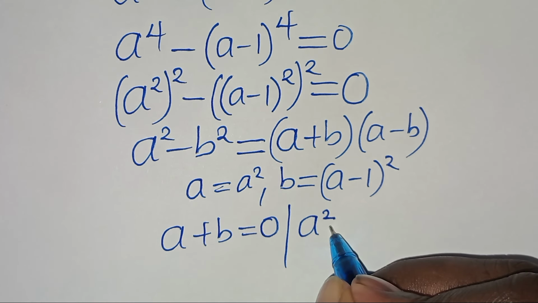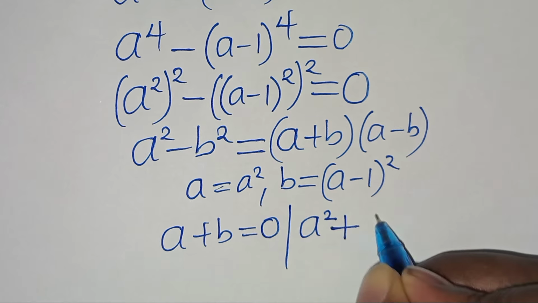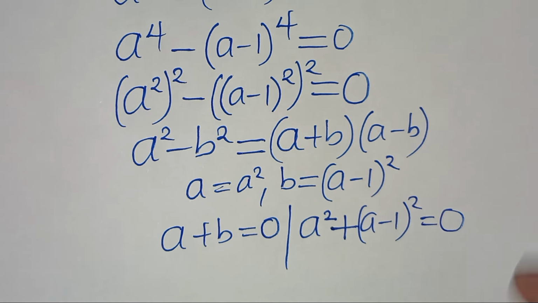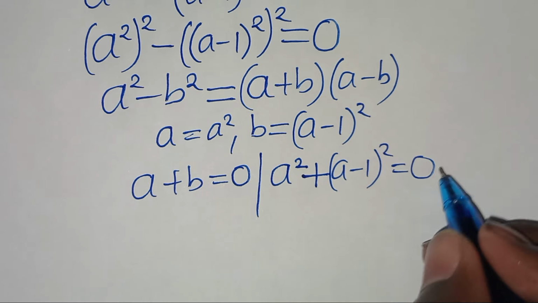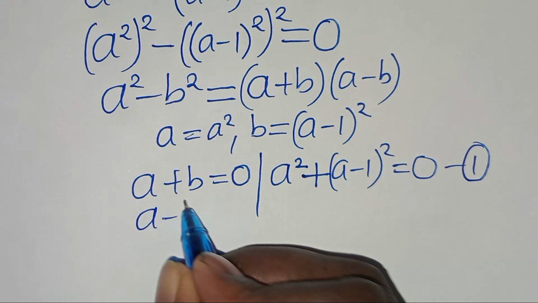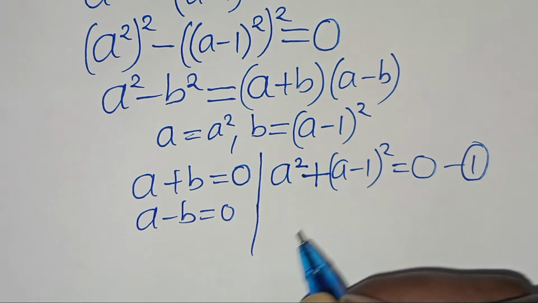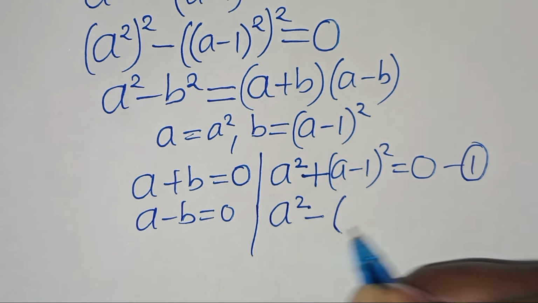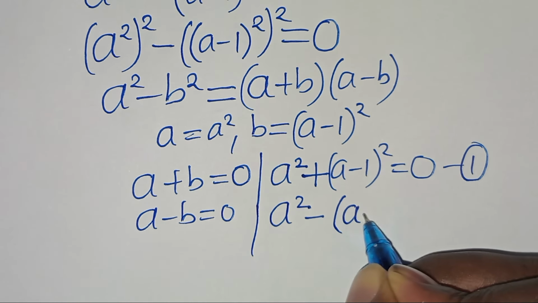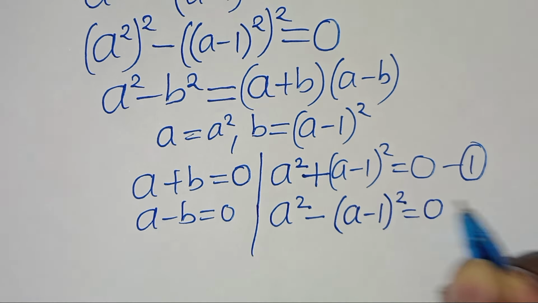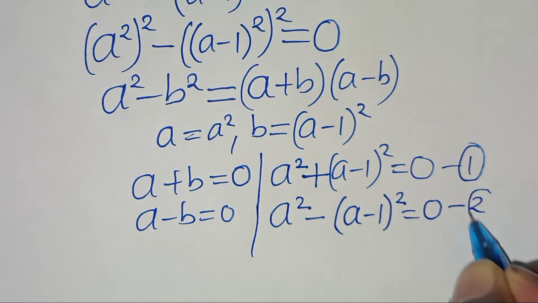plus a minus 1 squared. This is equal to 0. Let's call this equation 1. And we have that a minus b equal to 0. This is the same thing as a squared minus, in the parentheses, a minus 1 to the power of 2. This is equal to 0. Let's call this equation 2.